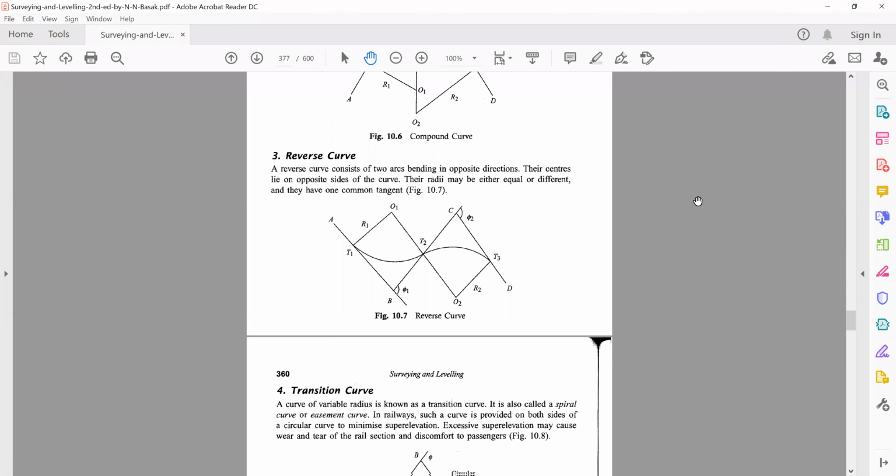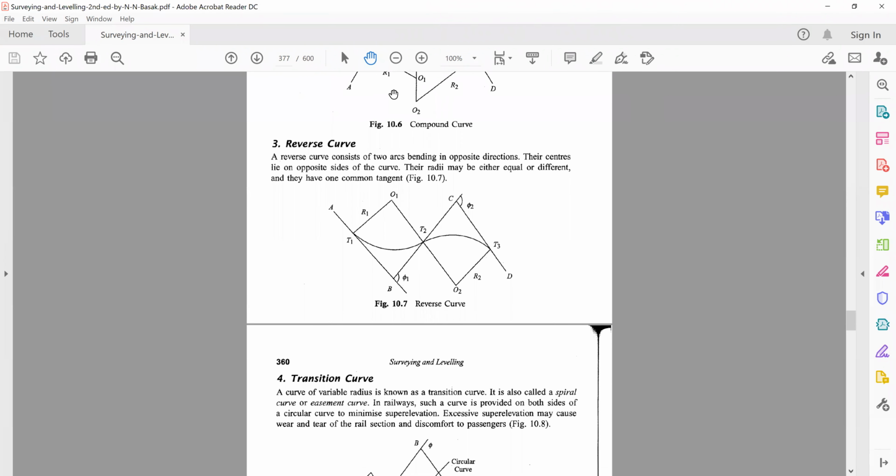Afterwards, we have a reverse curve. Now, a reverse curve is very common in hilly areas. What's distinct is that a reverse curve consists of two simple circular curves in the opposite direction.